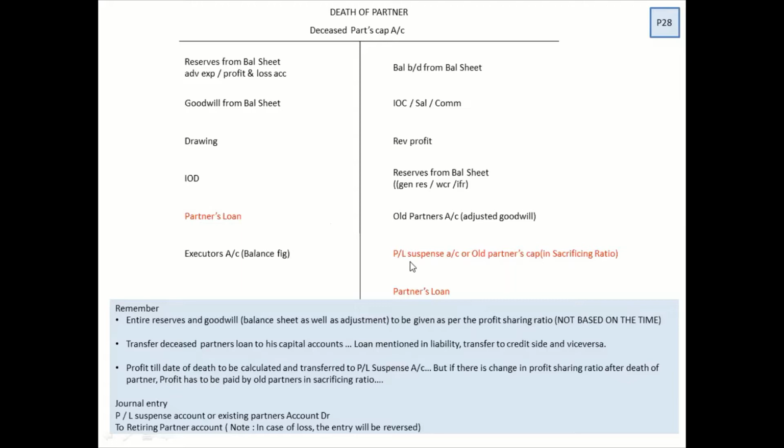Now what is this profit and loss suspense account? When a partner dies, you don't know when exactly he's dying, right? It could be any part of the year. So let's assume that you closed your accounts at the end of March as usual. After 3 months, at the end of June, the partner died. Now for 3 months, the business was going on. For the 3 months, you have to calculate the profit and give it to the deceased partner.